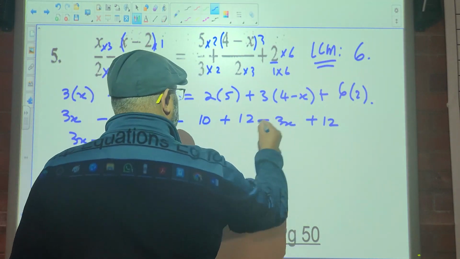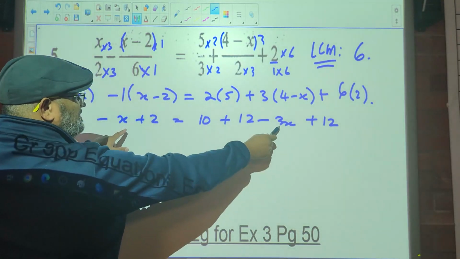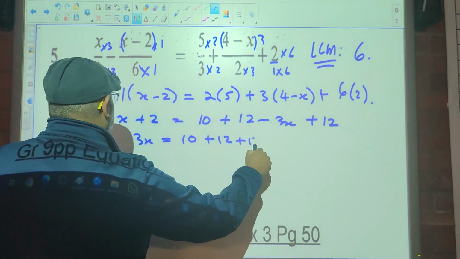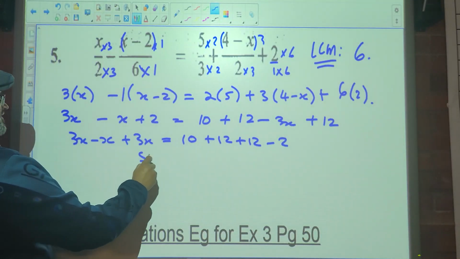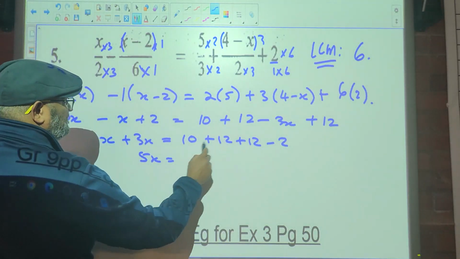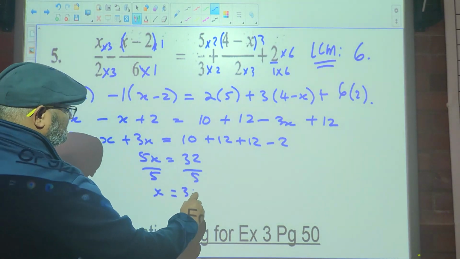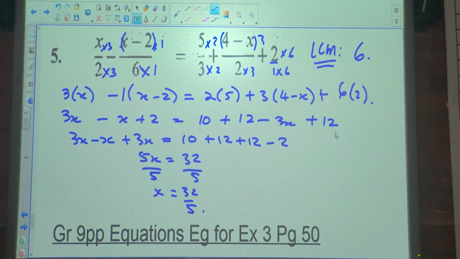Are you doing this? Now whose fault is that? Okay, so I'll carry on. So that is going to be plus 3x is equal to 10 plus 12 minus 2, which is 6, 5x is equal to 32. Divided by 5 on both sides, so x is equal to 32 over 5. Is that correct? 32 over 5. Who got that right? Only 2. Okay, not everybody's going to get the A for maths.